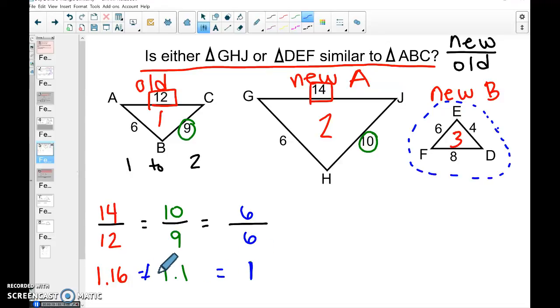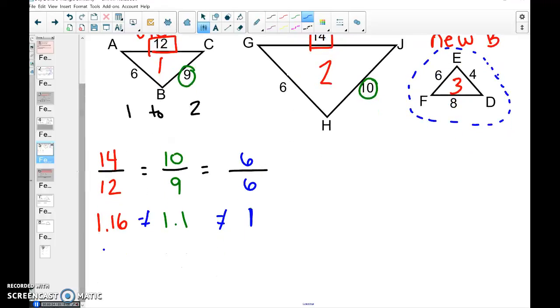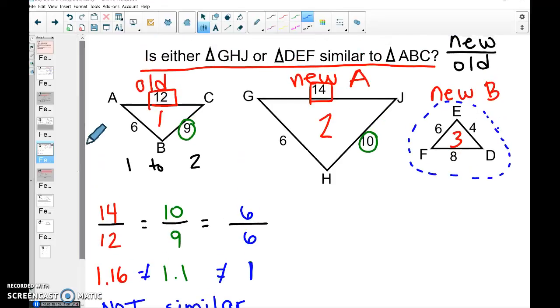Obviously, these are not equal to each other, okay, which means that these are not similar. Okay, so as soon as you get different scale factors, automatically means you're done. They can't be similar. They got to have the same scale factors if we're going to be comparing them properly. All right, so jump over to the other one.